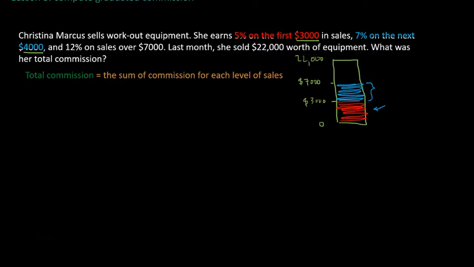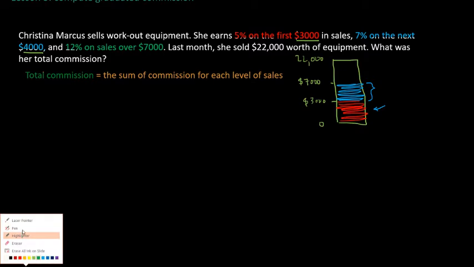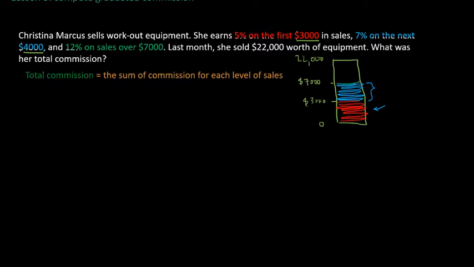Then when she hits $7,000, she gets 12% on all sales above $7,000. So from there, there is no cap. Everything above $7,000, she just keeps going up and she keeps making that rate from there on out. Now we need to set this up and figure out the dollar amount of her commission for each of those chunks in different rates.